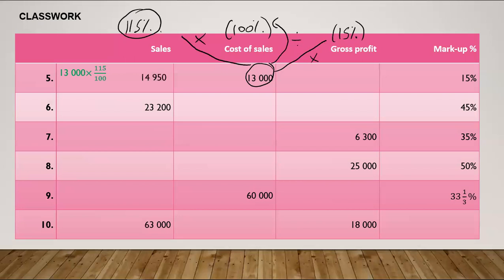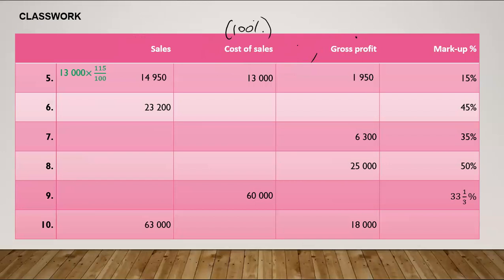Once you have cost of sales and sales, it's easy for you to get gross profit because you just subtract them from one another, and then it'll give you a gross profit. Now here for number 6, what is it that we have? For number 6, the markup is 45%. So gross profit will be at 45%, meaning sales will be at 145%.